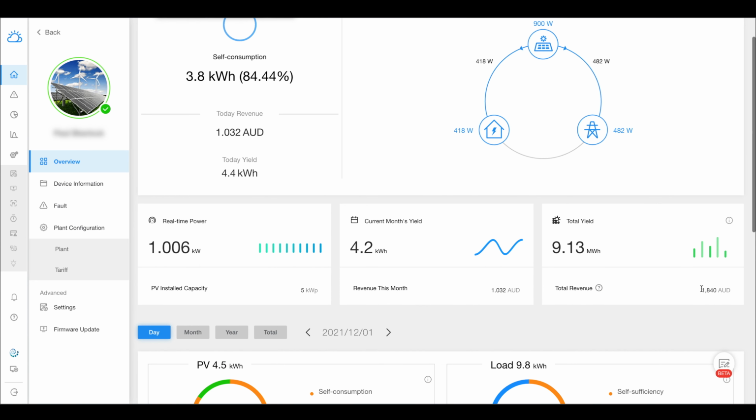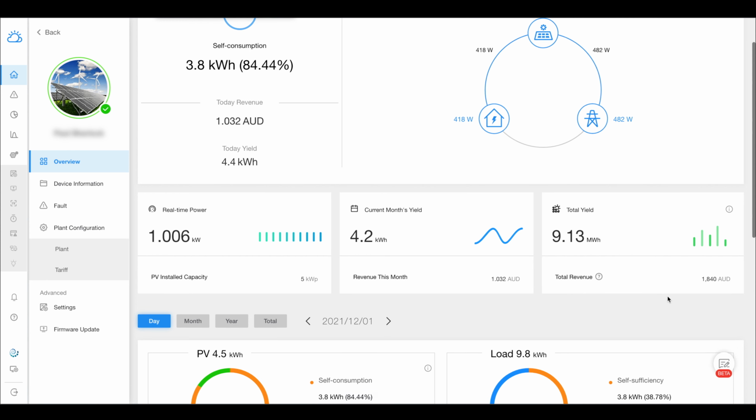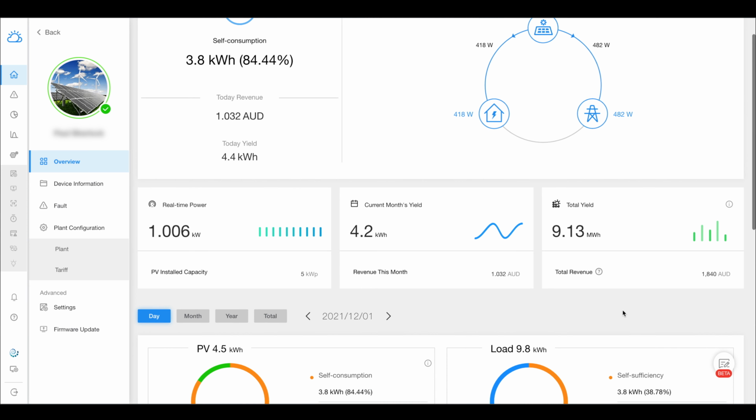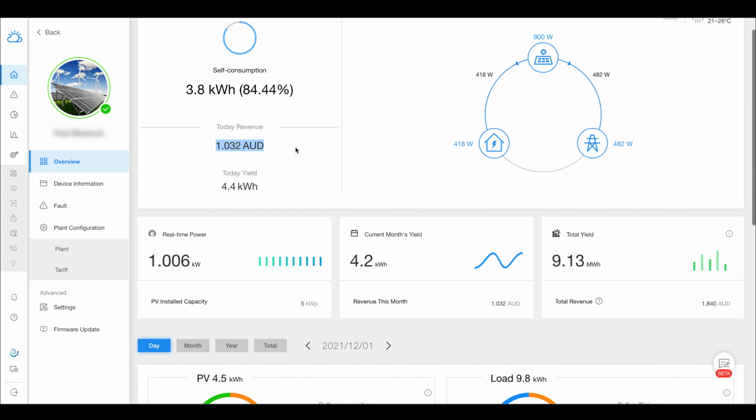Total revenue is $1,840. The way that this is calculated is by putting in the tariff codes, which we just looked at, and then it calculates how much you've saved by using power from your solar, because this power would have been used from the grid if you didn't have solar installed. And it also calculates how much you've earned from exporting power to the grid. So this will be a collective revenue or savings ever since you've had your system installed. It also gives you a today revenue showing how much you've saved for the entire day. You also have a revenue for this month as well.